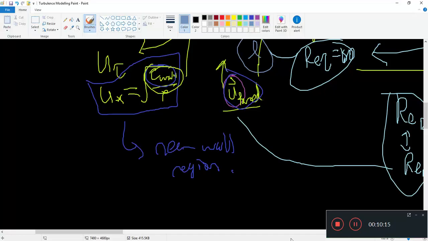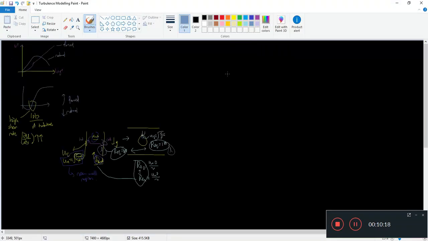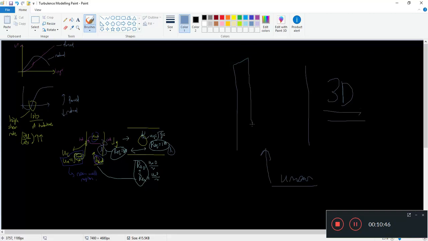So what is channel flow? Channel flow is where you have flow between two plates. You have a mean flow going through this channel, and then you have some power law profile here, and it's 3D flow. It's actually the 3D version of flat plate flow.